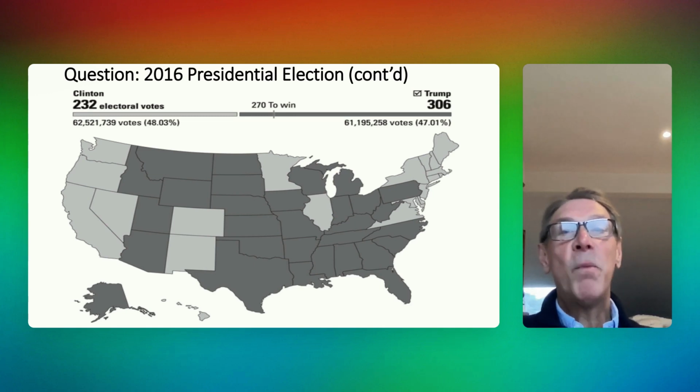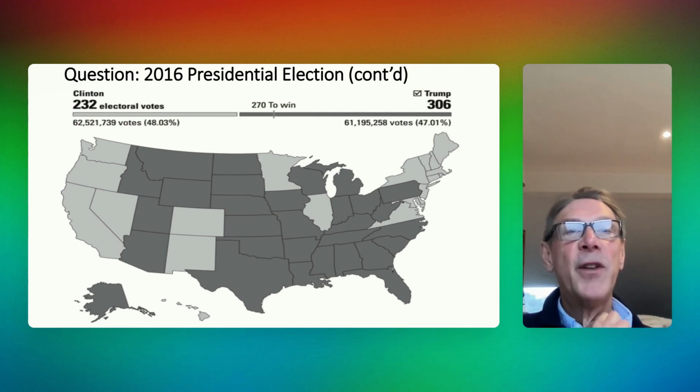And if you look at the top of this, I hope it's clear for you in the video, Clinton got 232 electoral votes and Trump got 306 electoral votes. Therefore, the 2016 presidential election was won by Trump, because you need 270 to win, and Trump got over 270, he got 306.